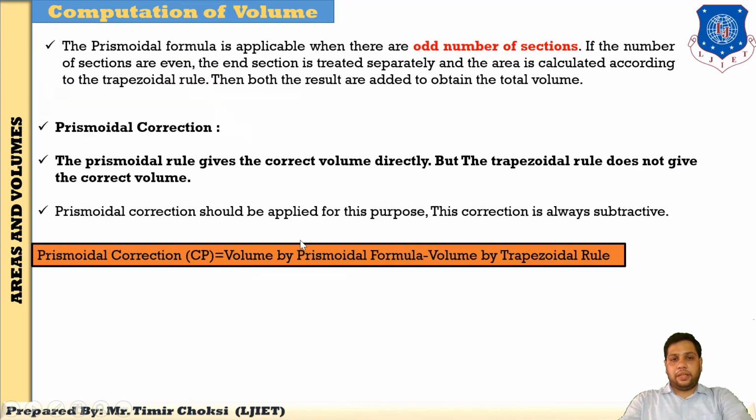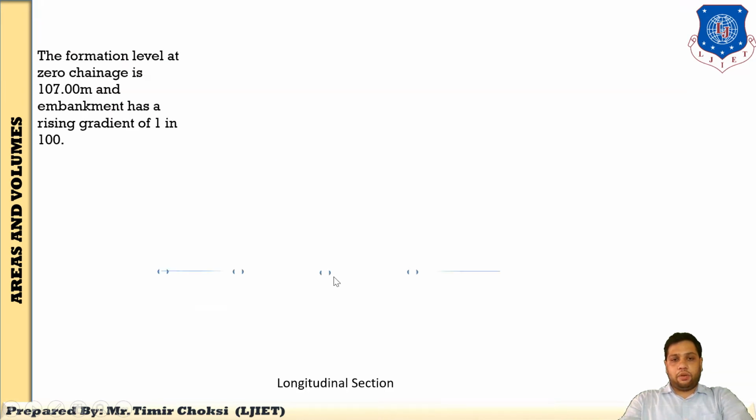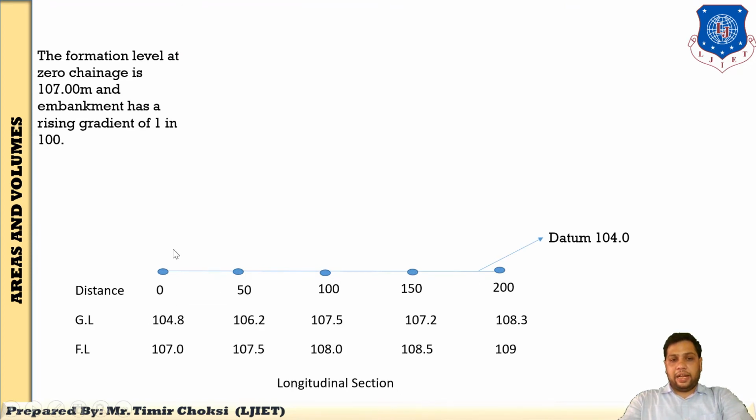I will repeat this example. First, write which data is given, then draw the figure, so you can clearly understand. First, this is the ground level. Ground level RL, reduced level, is given. Then one formation level is given. Then a rising gradient of 1 in 100.